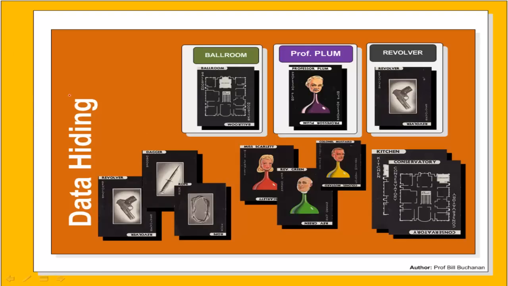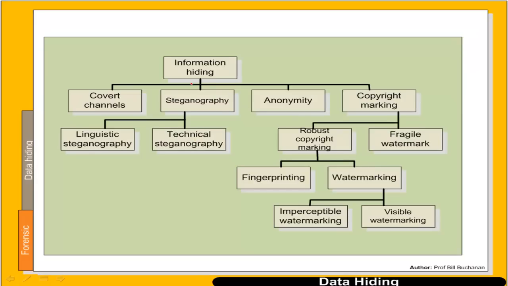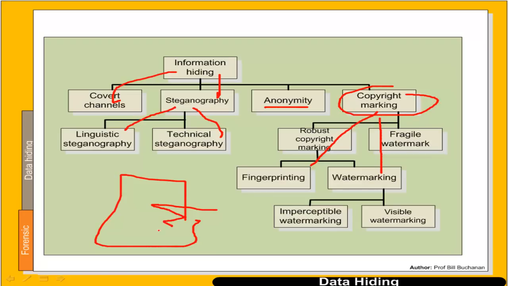A key element for an investigator is to search for evidence of data hiding. In this case, it may be that a suspect has hidden some data somewhere on a system. The basic forms of data hiding that we have are covert channels, and we'll see those in a little while. We can have steganography, where things are hidden inside perfectly legitimate-looking content. We can have anonymity and copyright marking. With copyright marking, we can have different forms of copyrighting inside our content that typically looks at fingerprinting and watermarking. So we might have a graphic and there is some fingerprint added to the graphic, which can either be viewed or hidden. So we can have an invisible watermark, or we can have a visible one.